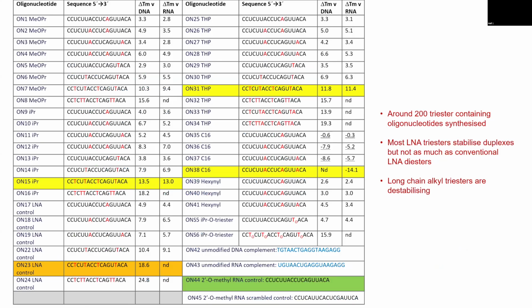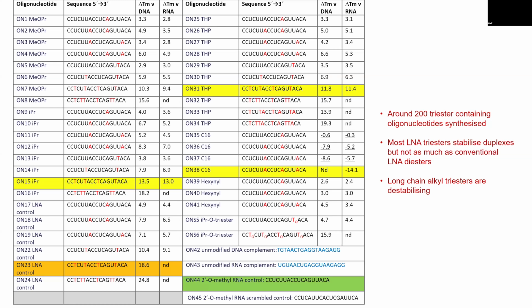Now, this slide is just to show that we've made a large number of oligonucleotides. We've made about 200 oligonucleotides using this triester chemistry, but I've highlighted a few. The yellow ones here show that if we make an oligonucleotide and include 4 modifications, and if that modification is isopropyl, it's a much more stable duplex against RNA, plus 13 degrees, than the conventional 2'-O-methyl phosphorothioate.